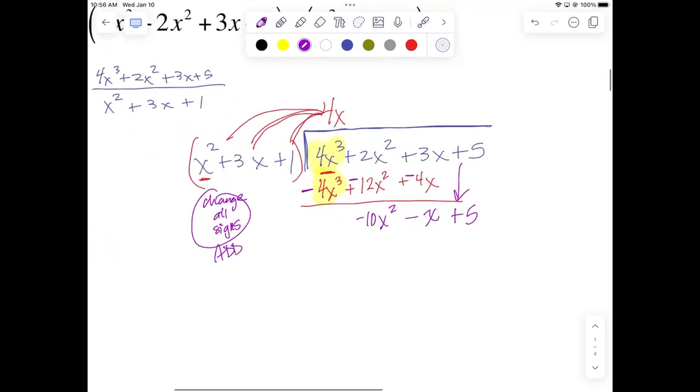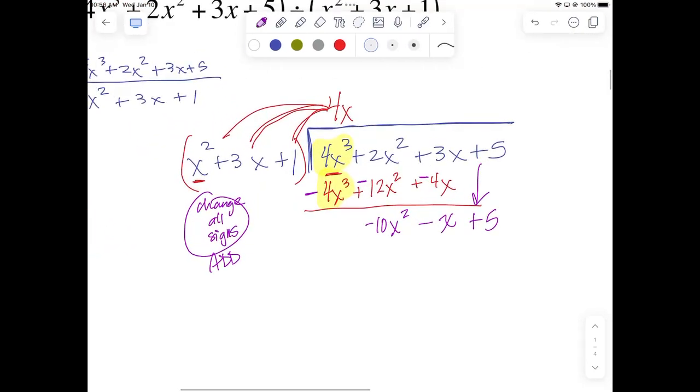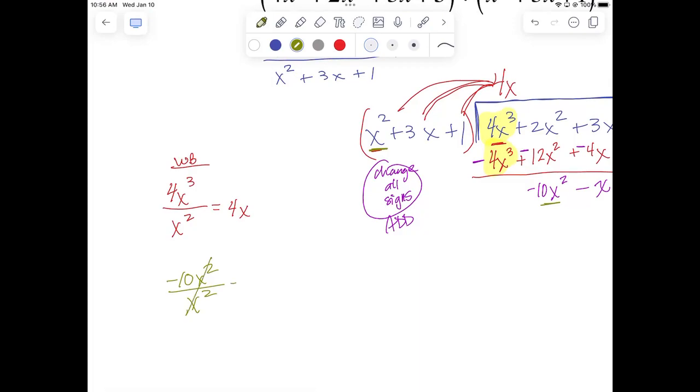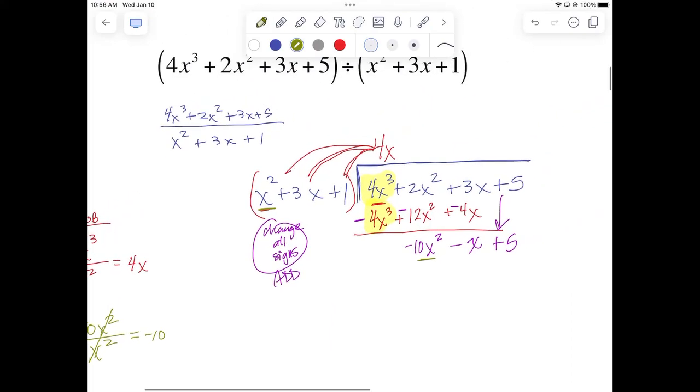So let's do that. We're going to look at the first terms only again, the x squared and the negative 10x squared. How many times does x squared go into negative 10x squared? Not 10, but negative 10. Again, if you're not sure what that number is, go off to the side. It's really negative 10x squared divided by x squared. The x squareds divide out to give you negative 10. So we go right here, negative 10. All right, what's the next step?